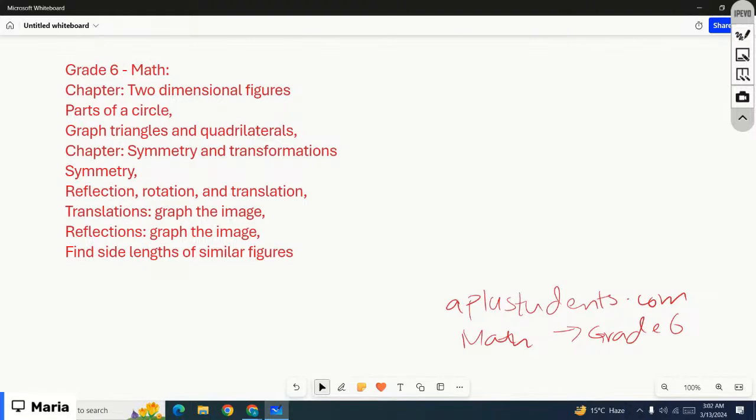We're going to start with the chapter two-dimensional figures, and the lessons we're going to cover from the chapter are parts of a circle, graph triangles and quadrilaterals. Then we'll start the chapter symmetry and transformation. The lessons we are going to cover from the chapter are symmetry, reflection, rotation, and translation, graph the image, reflection, graph the image, and find side lengths of similar figure.